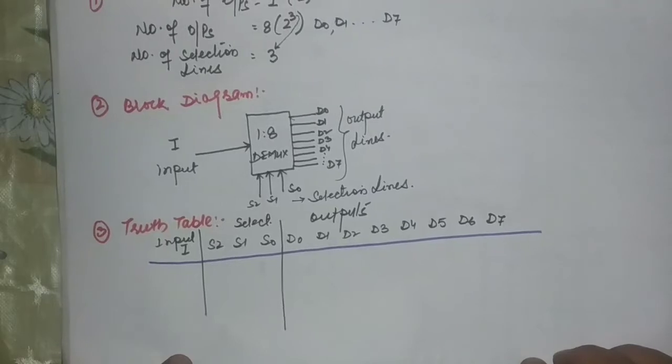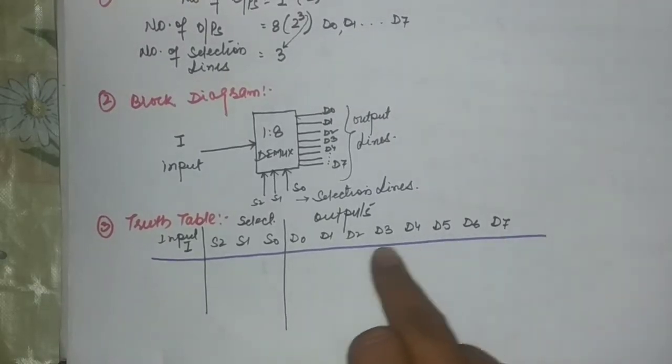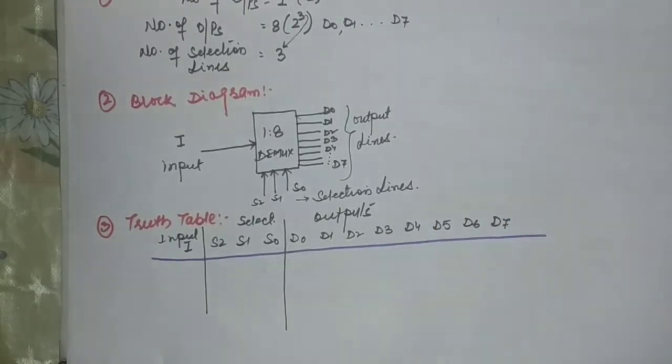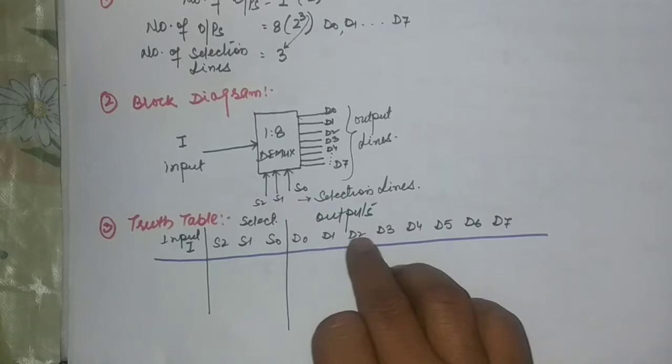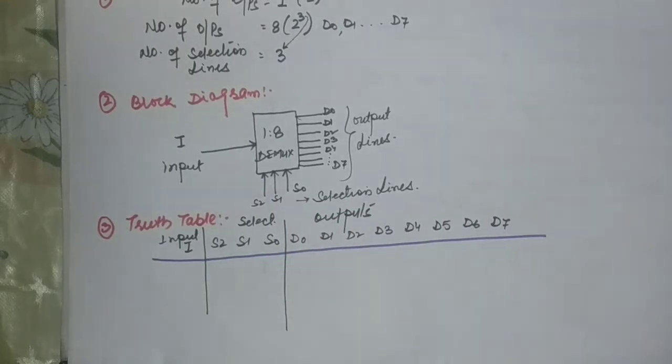So these are the basic requirements for the truth table: the inputs, the outputs, and obviously the selection lines. The order in which we write these outputs may differ. For your convenience, if you want to write D0, D1, D2, 3, 4, 5, 6, 7, that is also correct, and then you will get the circuit diagram according to the truth table values, in the order in which you have assigned them.